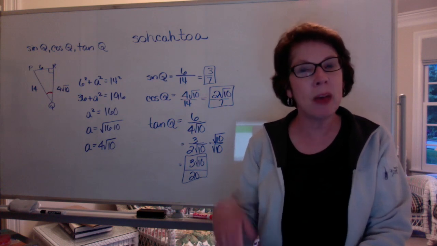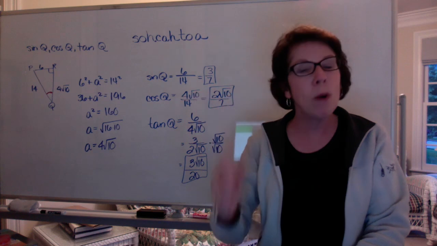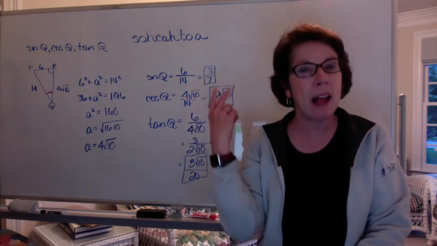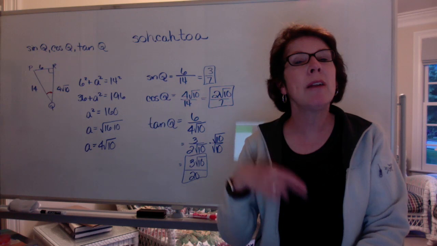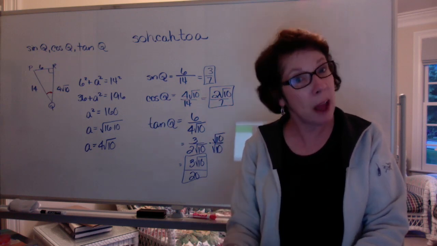With the Pythagorean Theorem, you need 2 side lengths to find the third. With trigonometry, if you have an angle and you have a side length, you can find other side lengths, which is really, really cool and helpful.